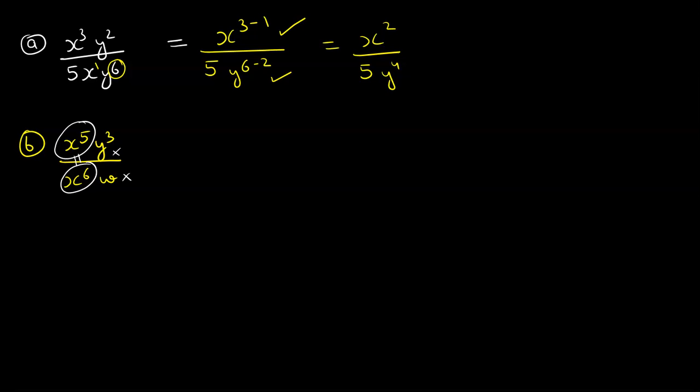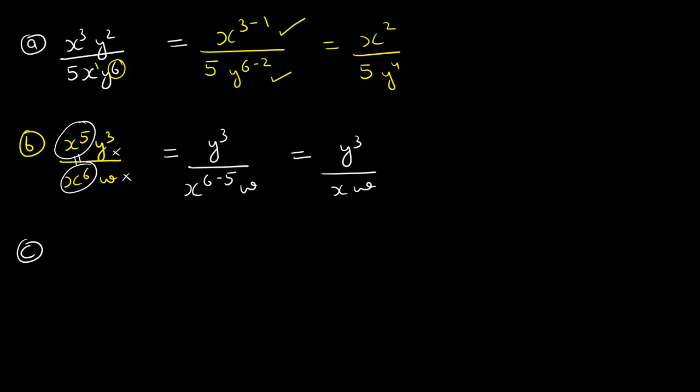And for w the same thing, there is nothing in the numerator, so we will do only the x's. And x, you can see, is bigger in the denominator, so the subtraction will happen in the denominator. So we will write simply y cubed over x to the 6 minus 5 and w. We get y cubed over xw, and that is our answer.